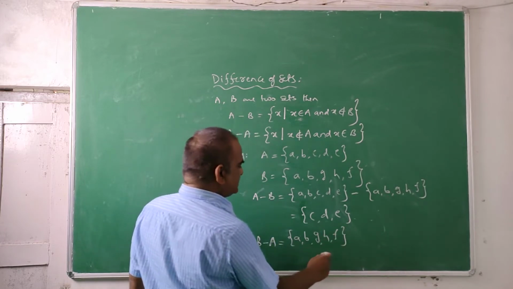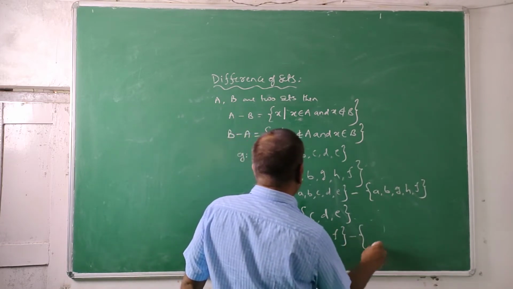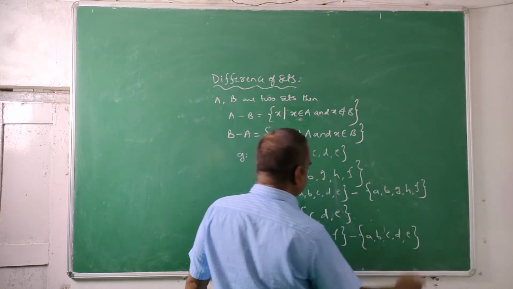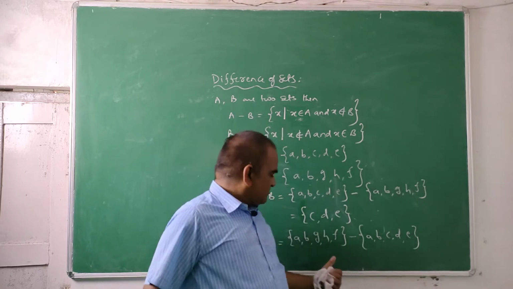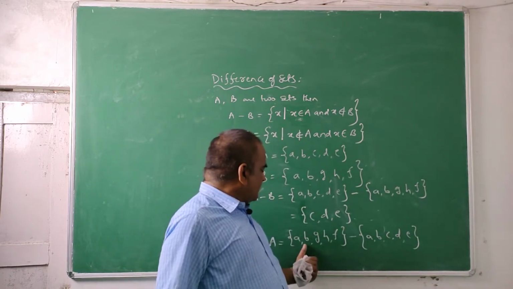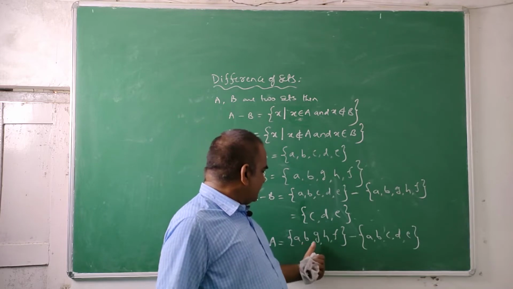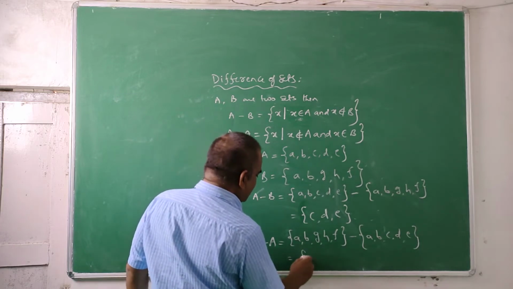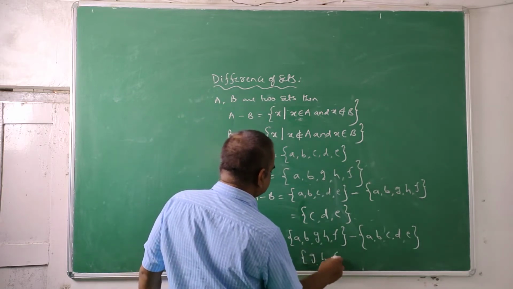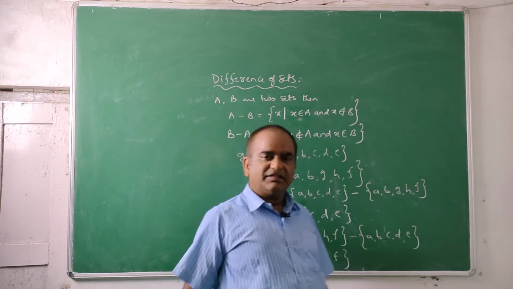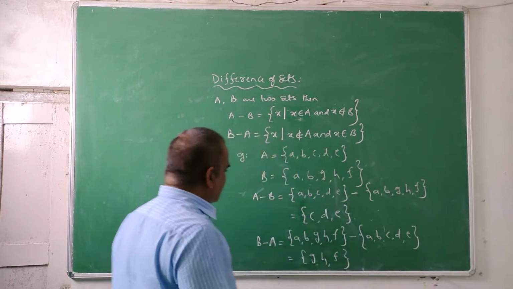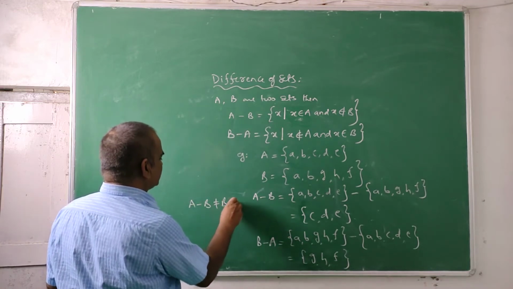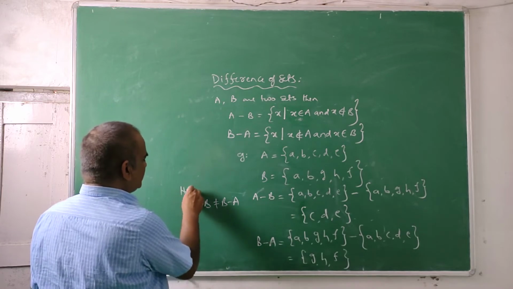So B is {A, B, G, H, F}, minus A is {A, B, C, D, E}. Now ignore the common elements, that are A and B, and you collect only the elements of B, which are G, H, F. So this implies {G, H, F}. This is B minus A. So we can easily observe that A minus B is not equal to B minus A. It is an important note.